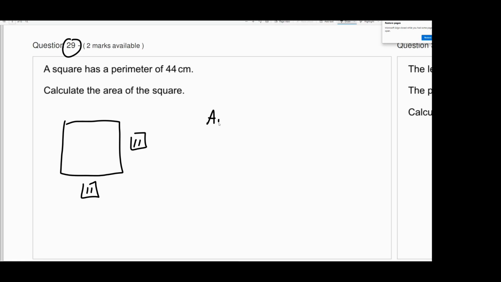And then I want to work out the area. 11 times 11, that's brilliant. So that's 121. So that's our area. Fantastic.